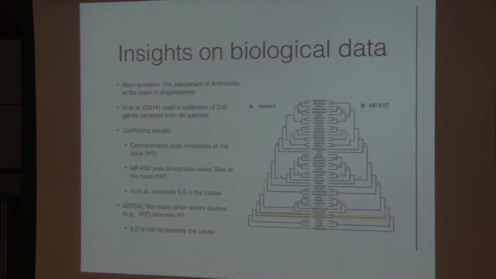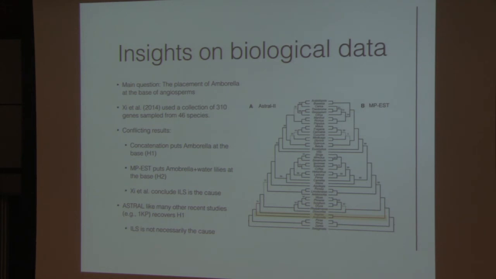Okay, biological data. This is an interesting plant data set where Astral and MP-EST, which are two different coalescent methods, give different results. When the MP-EST analysis was done originally, they came up with an analysis that was different from the traditional concatenation analysis for this particular data set, in particular where Amborella went. And they said, it's clear that there's incomplete lineage sorting. MP-EST takes incomplete lineage sorting into account, therefore we're right. But Astral also takes incomplete lineage sorting into account, and it actually matched the concatenation analysis.